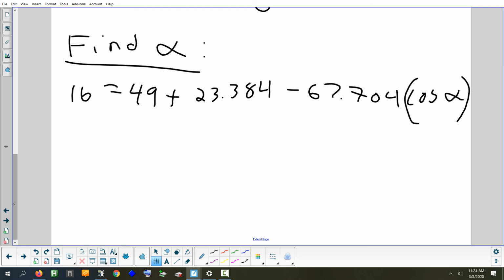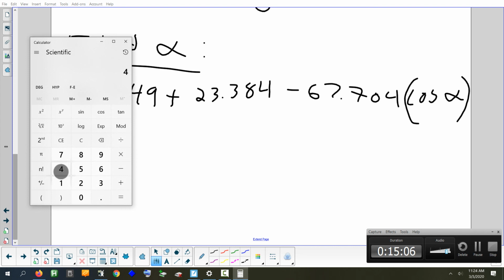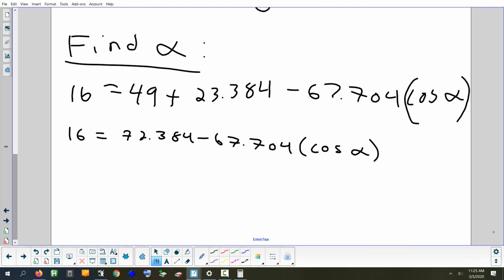So can you give me one step of what you just said? 49 and 23. Add 49 and 23. So let's do that first. So that's going to give me, let's see, 49 plus 23. Oops. 49 plus 23 is going to give me 72.384 minus 67.704 cosine alpha. Okay.